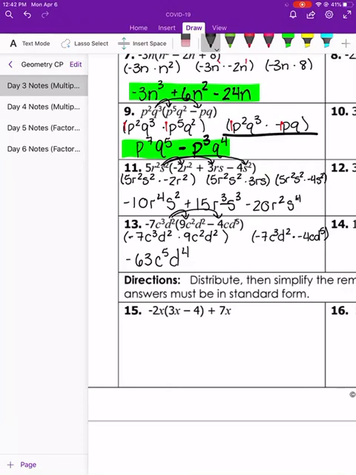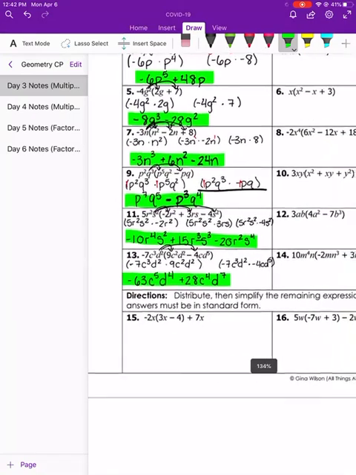Now on to my second one, negative 7 times negative 4 is a positive 28. C cubed times c to the first power, 3 plus 1 is 4, so you'll get c to the fourth. And then d squared times d to the fifth, 2 plus 5 is 7, so d to the 7. I should have highlighted that one up there. Okay. So those are how you do those problems right there.